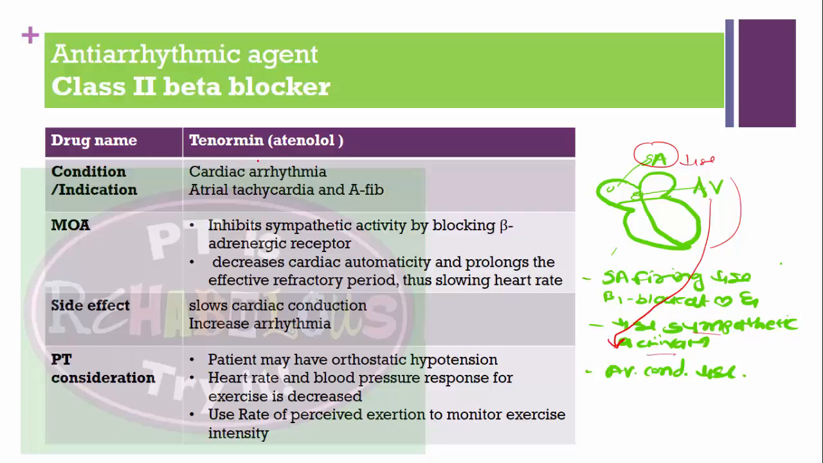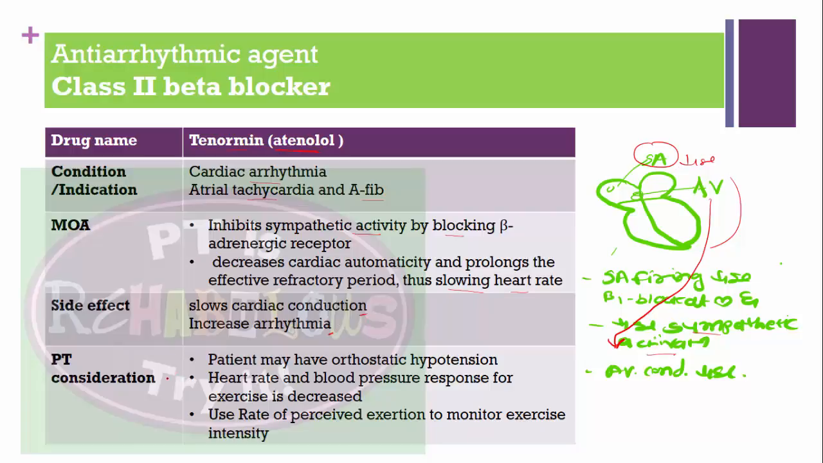Let's see the drug name. The brand name is Tenormin, but the generic name is atenolol. This helps control cardiac arrhythmia, atrial tachycardia and atrial fibrillation. Mechanism of action: it inhibits sympathetic activation by blocking the beta adrenergic receptor, decreases cardiac automaticity and prolongs the effective refractory period, thus slowing the heart rate, so that will control your arrhythmia. The main side effect is slowed cardiac conduction and increased reflective arrhythmia.